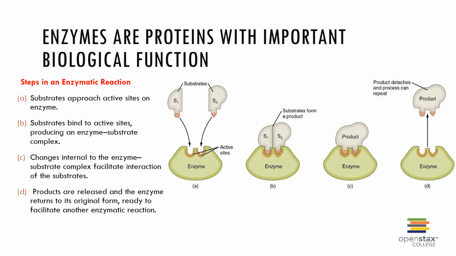That may be a groove or a pocket where substrates bind and undergo a chemical reaction. The substrate binding produces an enzyme-substrate complex. Denaturation of the enzyme typically prevents the enzyme-substrate complex from forming, so the chemical reaction would shut down or not occur.